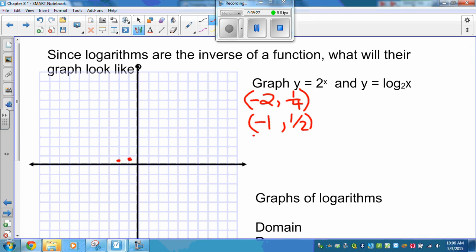Okay, and I'll pause as I go along so you can do your graph at the same time. And then 0. 2 to the power of 0 is simply 1. So 0 and 1. Then I have 1. 2 to the power of 1 is just 2. So that point was at 1 and 2. Next I have 2. Well, 2 squared is 4. We can start seeing some exponential growth already. 3. 2 to the power of 3 is 8.